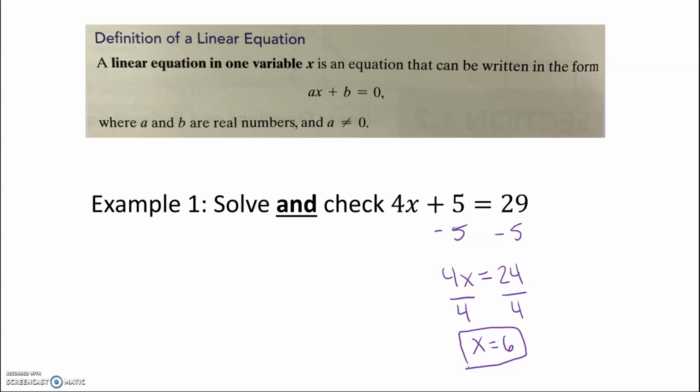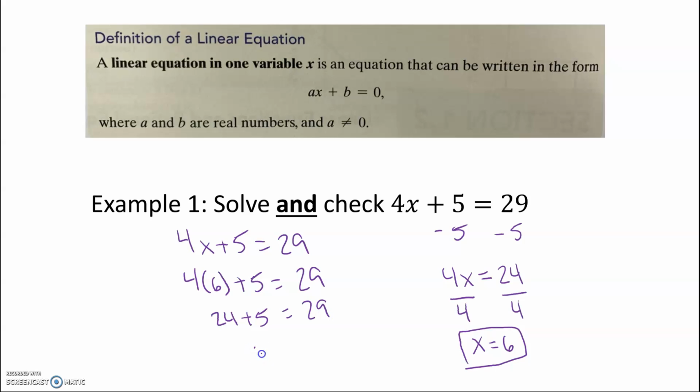Now to check, you're going to plug that value in and make sure it actually works. So we're going to say 4x plus 5 equals 29. And we're going to go ahead and plug in our value of 6. So 4 times 6 plus 5 should equal 29. So we got 24 plus 5. And you get 29 equals 29, which tells us that our answer did check out.